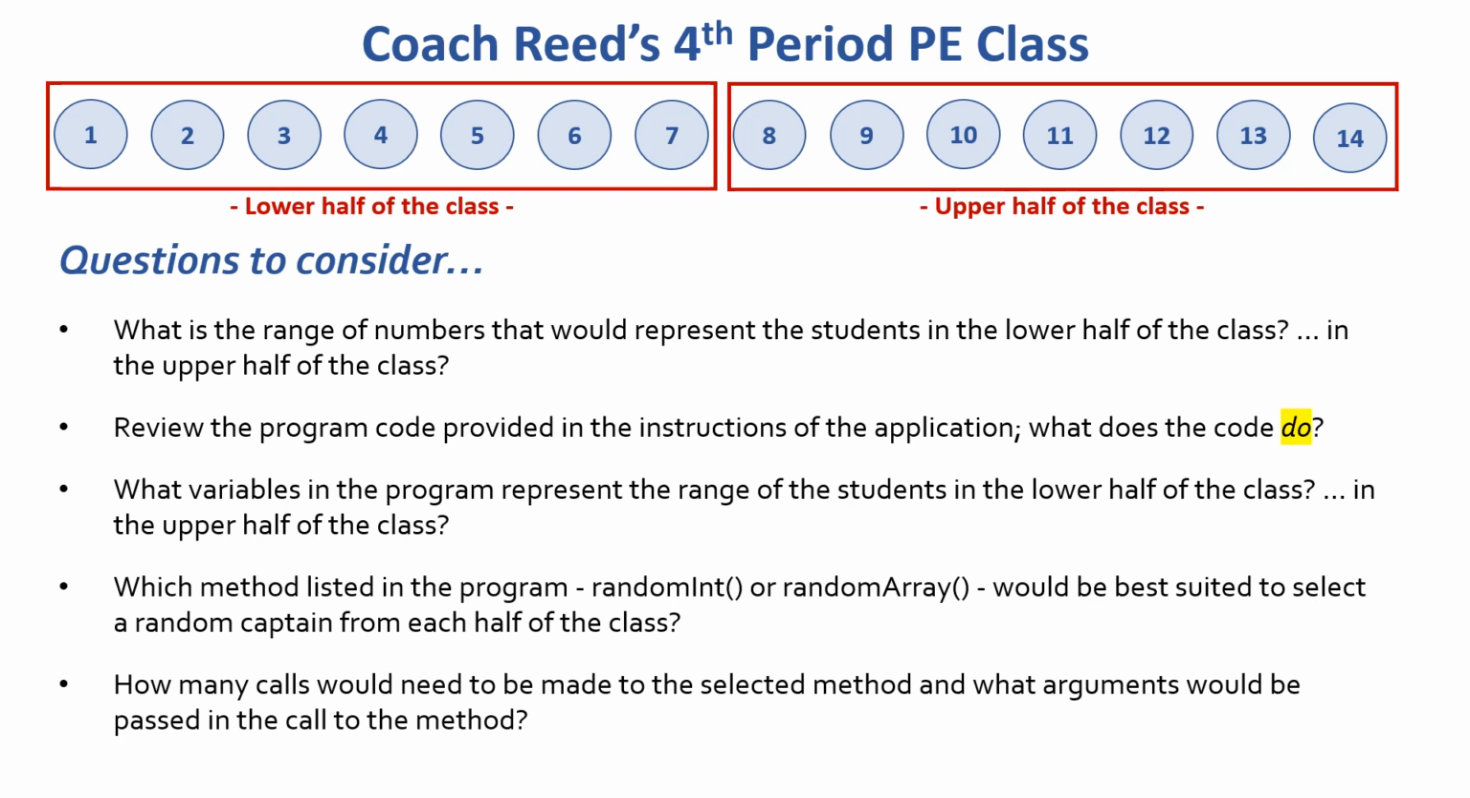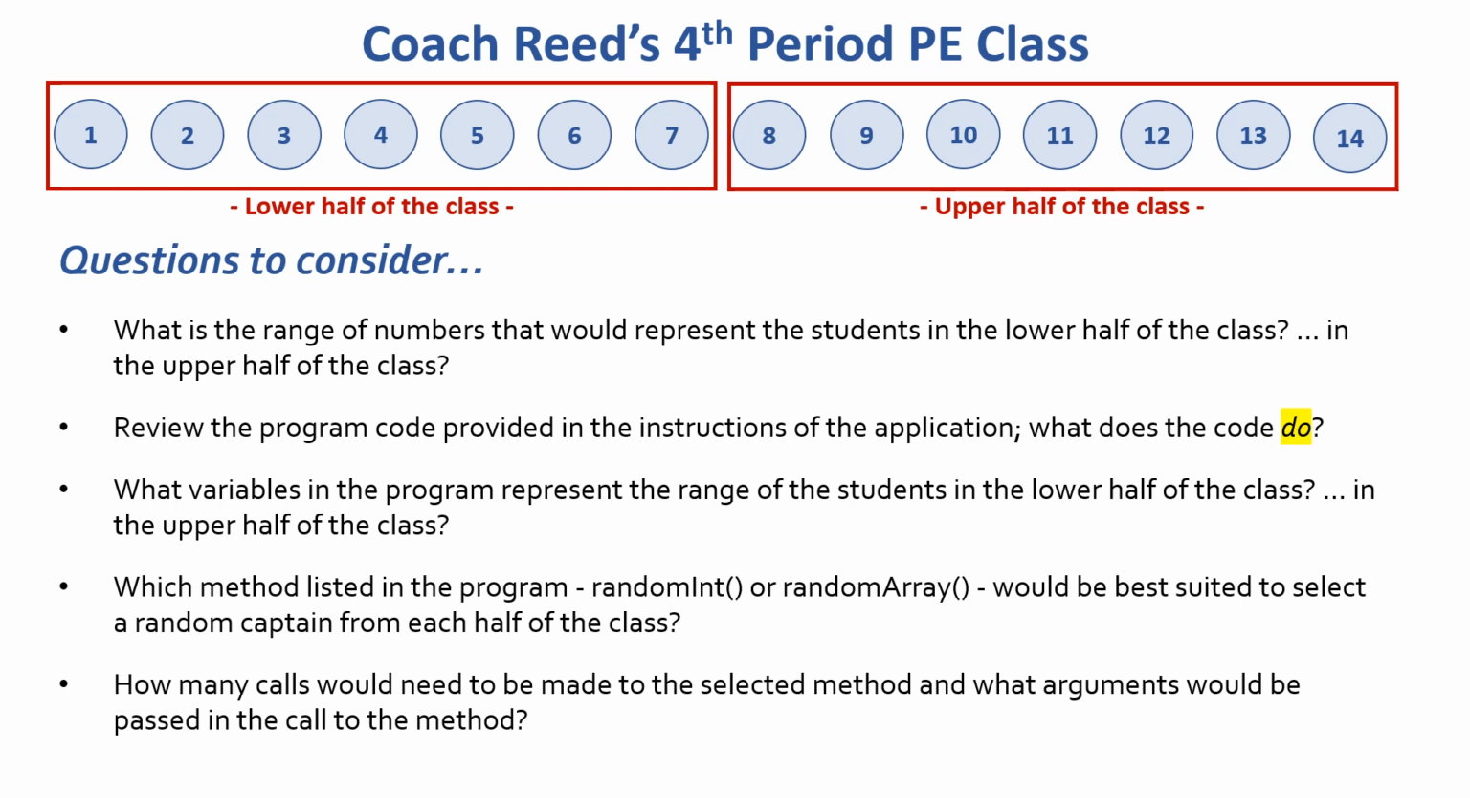Next, review the program code that was provided in the instructions of the application. What does the code do exactly? Next question. What variables in the program represent the range of students in the lower half of the class? Equally, what variables represent the range of the students in the upper half of the class?